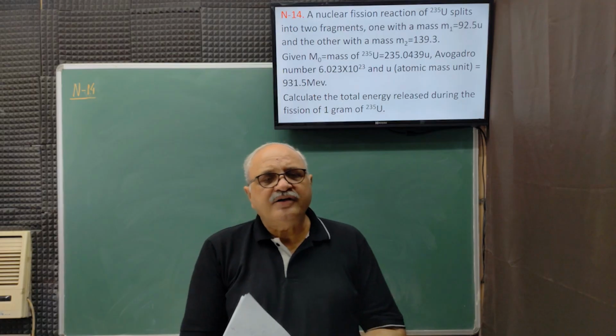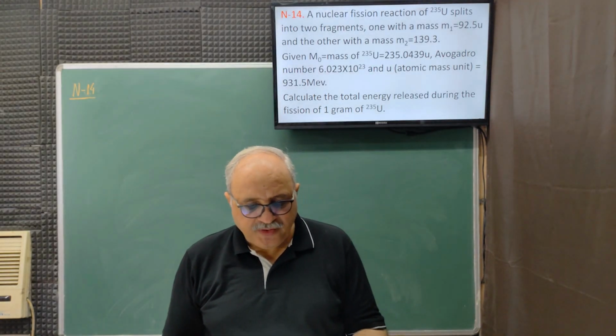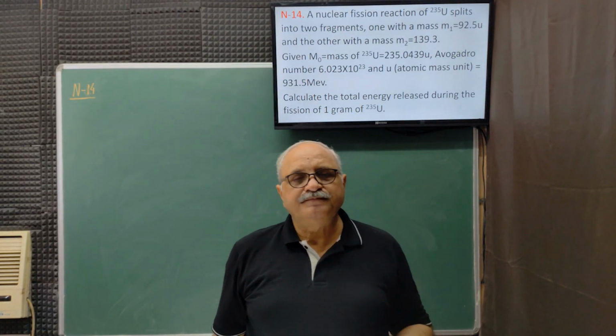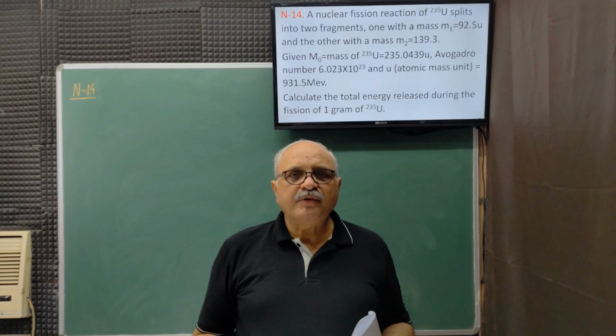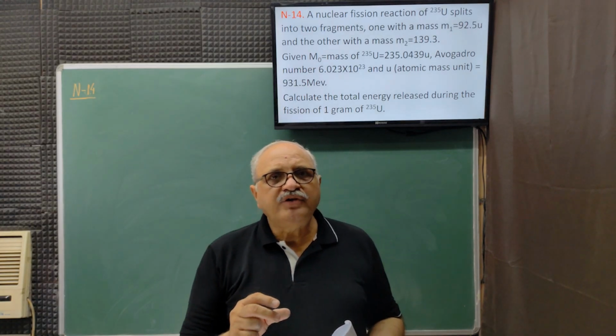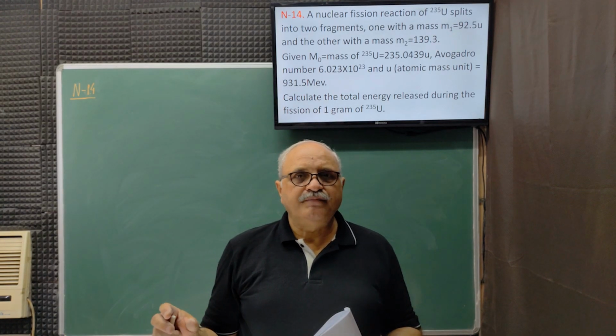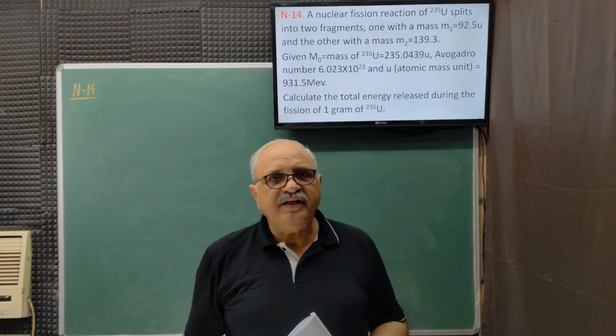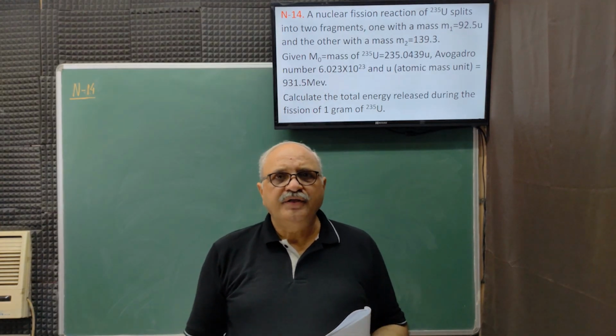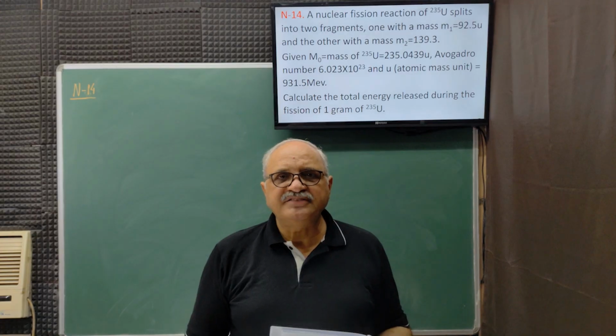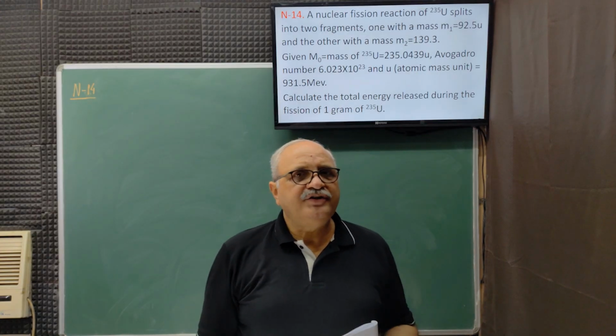Now let's take question number 14. This is from nuclear fission. In these types of processes, a small amount of mass converts into energy, because energy and mass are equivalent, and we have the relation E equals mc squared, which links mass with energy.